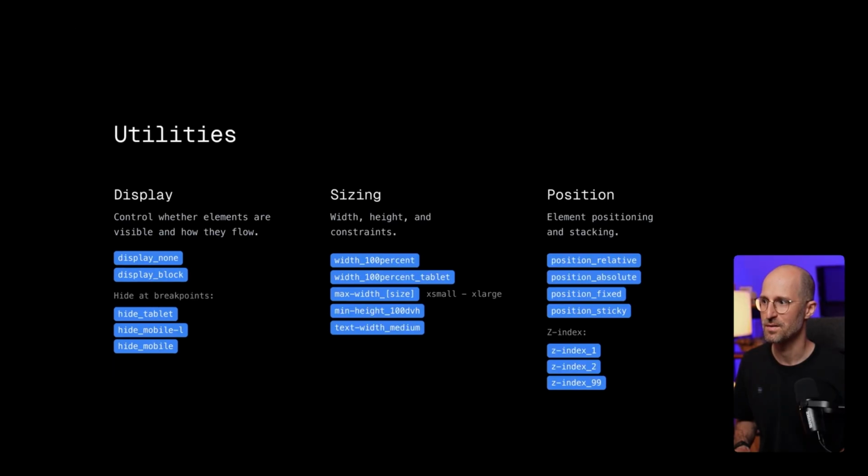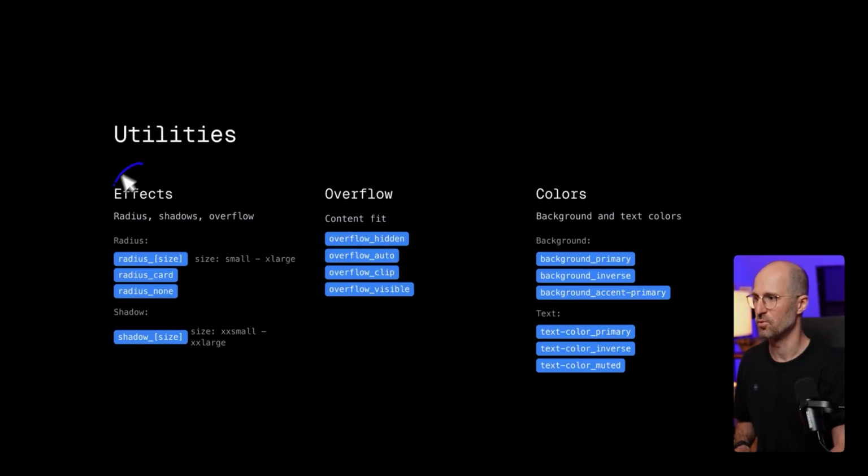And there is a third class, utilities. Utilities are single-purpose classes that help to set some styles to elements. For example, you could say display none or display block, or you could hide some of the elements on tablet or mobile. And there are also sizing classes, and you can also set positions. And there are more utility classes used in the framework. For example, you could set different effects, and those effects are radius size if you want to set radius, and you could select between small and X large. So in the framework, it's mostly using t-shirt sizes.